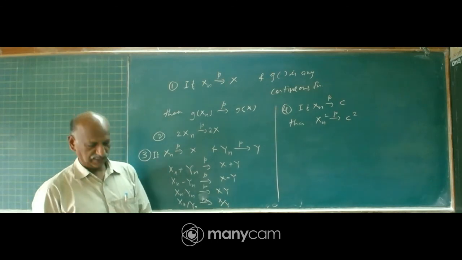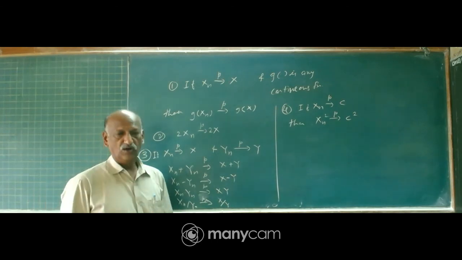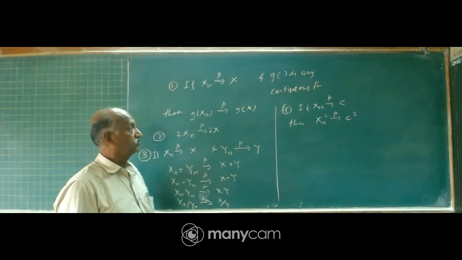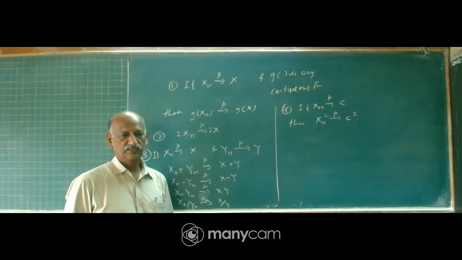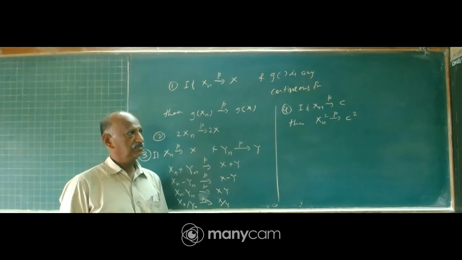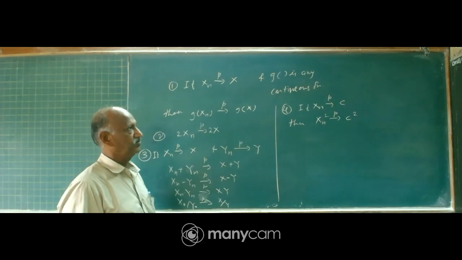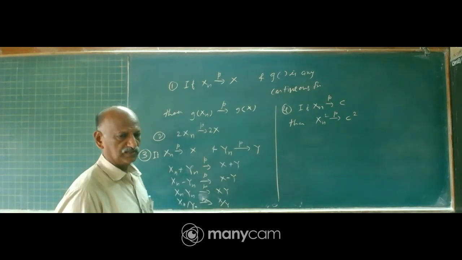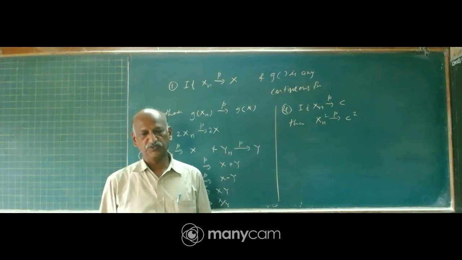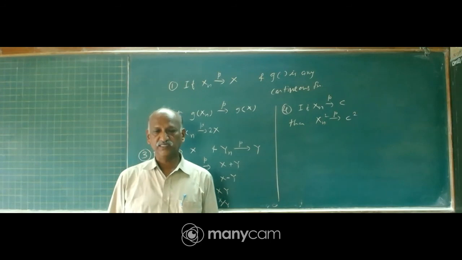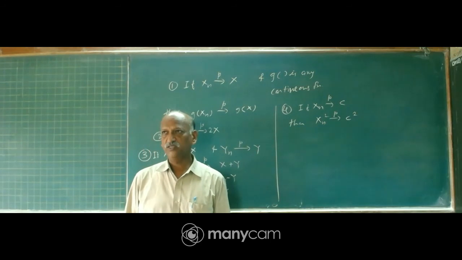These are some theorems on convergence in probability. We can see more examples in the notes. This much we have to study about convergence in probability, convergence in quadratic mean, convergence in r-th mean, and convergence in distribution. Now, in the next lecture, we are going for the weak law of large numbers.